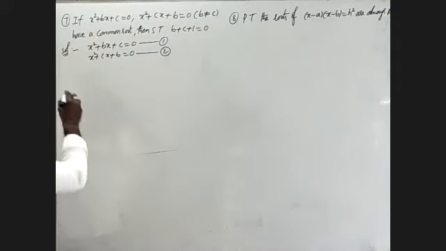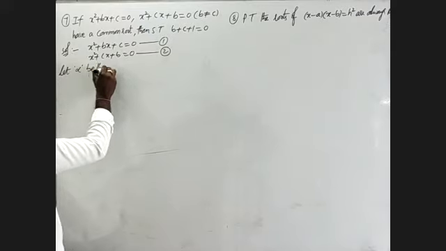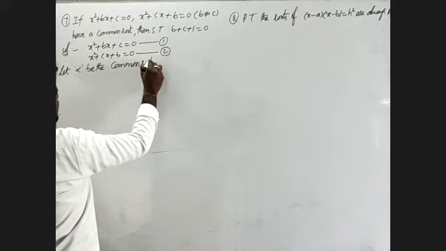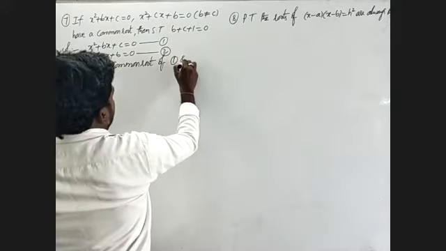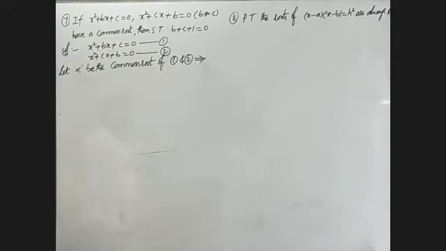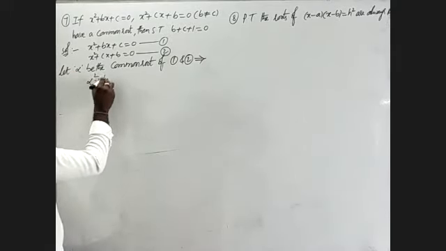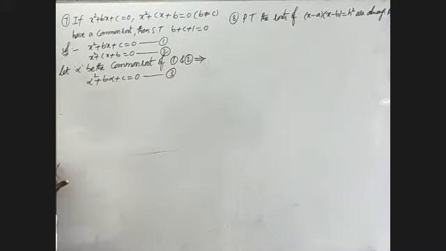Let alpha be the common root of 1 and 2. What do I have to write? I will substitute x with alpha in 1 and 2, so I write alpha square plus b alpha plus c will become 0. This is equation number 3.